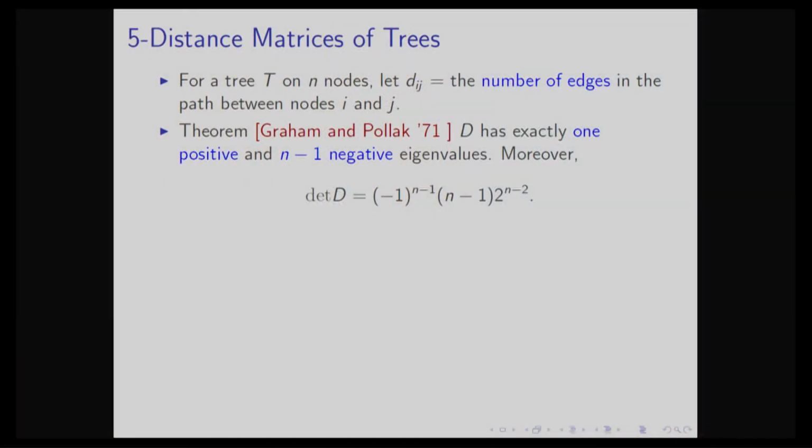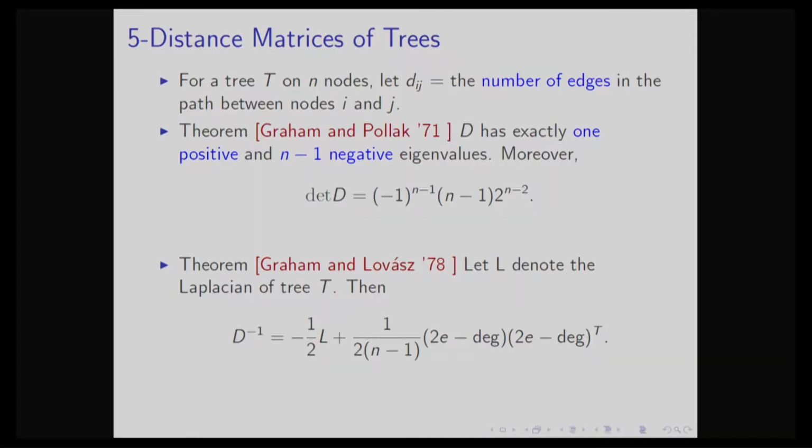Then you have this remarkable result, which says that this D has exactly 1 positive and n-1 negative eigenvalues, and the determinant is independent of the structure of the tree. It only depends on n. This is really surprising and remarkable, that the determinant of D does not depend on the tree. These matrices arise in telecommunication. This paper was published in the Bell Labs journal, for telephone switching.